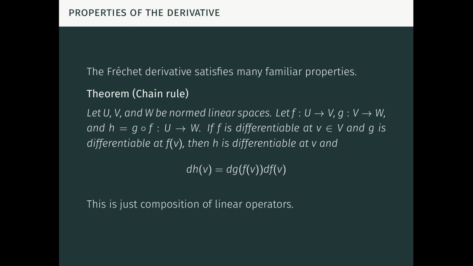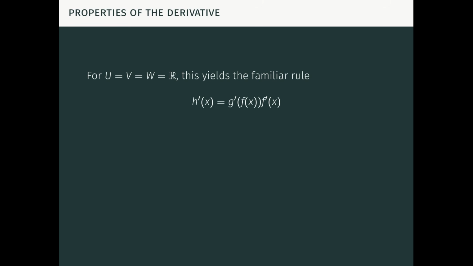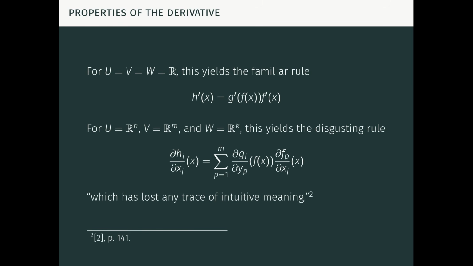It's important to emphasize that this is just composition of linear operators. What this says is that in order to approximate the change in h at v, we can first approximate the change in f at v, and then approximate the change in g at f of v. This is very natural and straightforward in terms of linear operators. Now, in the case of real-valued functions of single real variables, this yields the familiar rule that h prime at x is just g prime at f of x times f prime at x. This just states a multiplicative relationship between numbers.